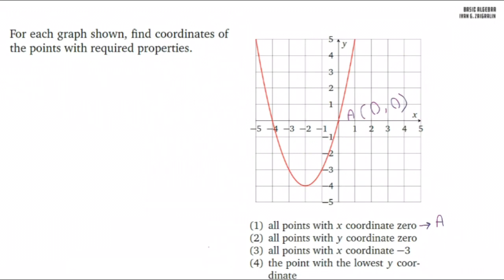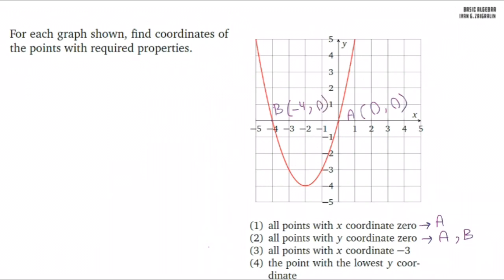2, all points with y coordinate 0, and on this graph we have 2 points with y coordinate 0, one of them is A and another point is B, and B is here. B, x coordinate -4 and y coordinate 0.